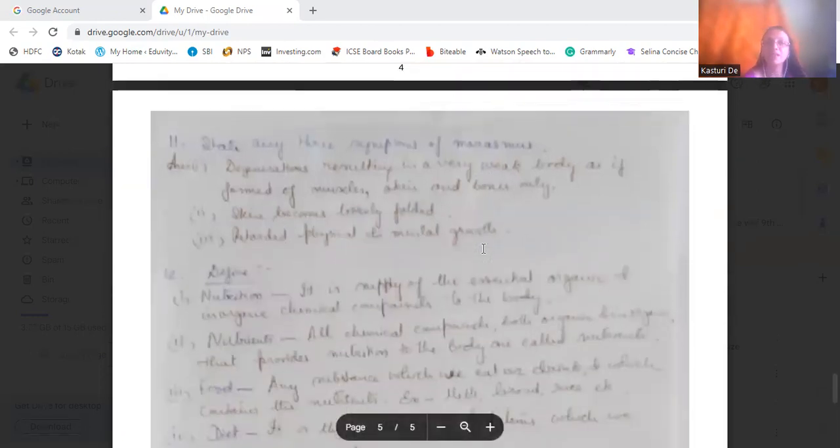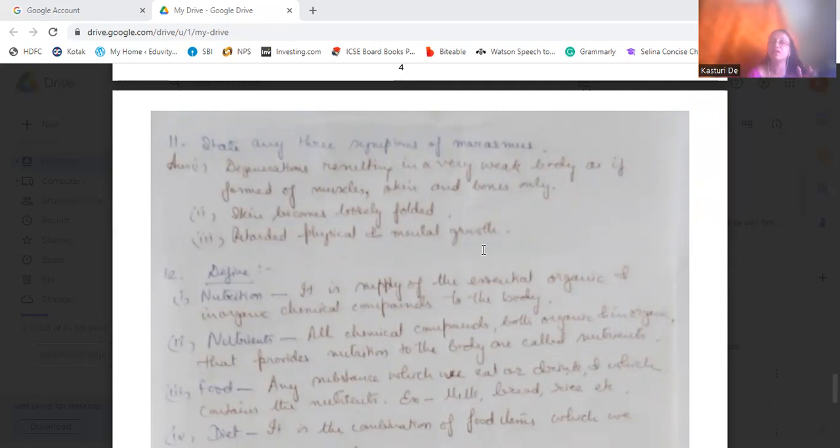Now state any 3 symptoms of marasmus. Marasmus is a protein deficiency disease. Muscular degeneration occurs, and that results in a very weak body, as if the body looks like it is made up of skin and bones and only very few muscles.